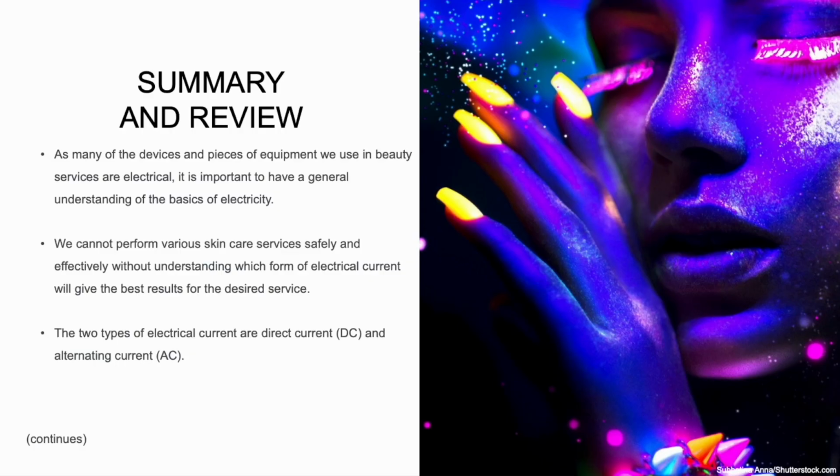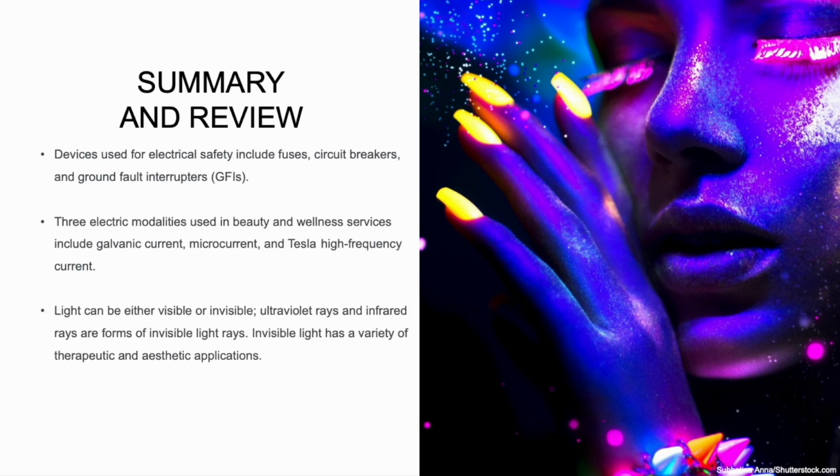So we're going to stop and summarize here. As many of the devices and pieces of equipment we use in beauty are electrical, it's important to have a general understanding of the basics of electricity. We talked about the measurements of electricity. We talked about safety. We talked about flow and direction. We talked about devices that we can use in order to create a chemical change in the body with electrotherapy. We cannot perform various skincare services safely and effectively without understanding the different electrical processes and currents that we're using, and that the two types of electrical currents are direct and alternating, so DC and AC.